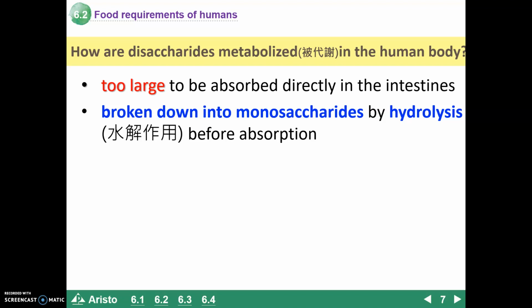And also it cannot enter respiration directly. It is not an immediate fuel. We have to do something before it can be used. Before it can be absorbed and metabolized, we have to do something, and that something is called hydrolysis. Actually, hydrolysis is equal to digestion. Hydrolysis is actually digestion. We have to digest the disaccharides first, or in chemical terms, we call this digestion hydrolysis.